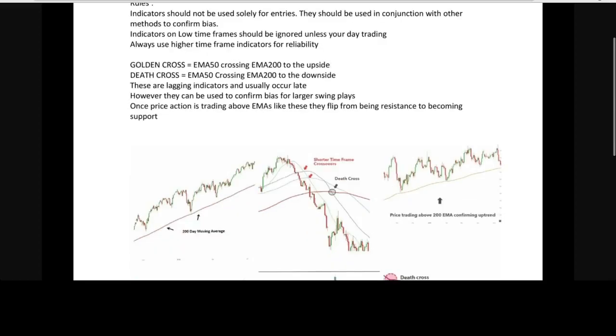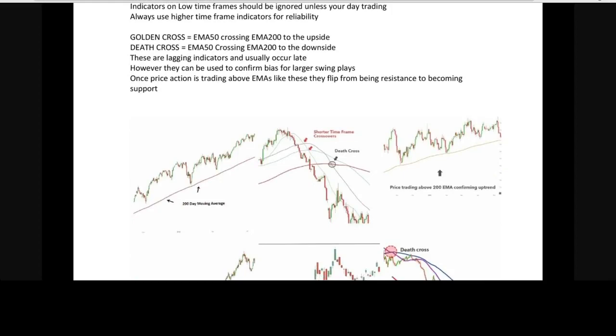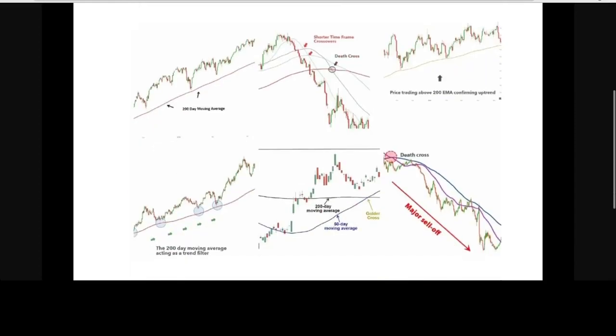The golden cross is the EMA 50 crossing the EMA 200 to the upside, and the death cross, which you guys would hear a lot, is the EMA 50 crossing the EMA 200 to the downside. These are lagging indicators and usually occur late. However, they can be used to confirm bias for larger swing plays, and once the price action is trading above EMAs like these, they flip from being resistance to becoming support, like you can see in some of these here. So the death cross, we saw this a couple of months ago, we've seen it a couple of times this year actually, is a major sell-off.